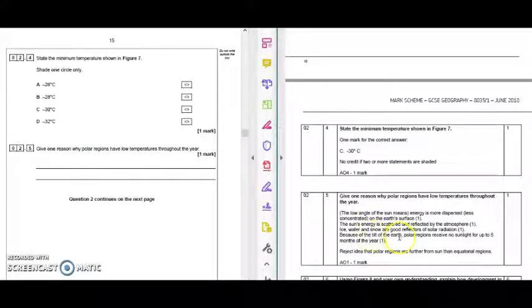Also, depending on the time of the year and the tilt of the Earth, some polar regions at the very top of the world actually doesn't receive any sunlight for up to 6 months of the year. So rather than just saying they're further away from the equator, talk about the spread of the sun's rays and the tilt of the Earth.